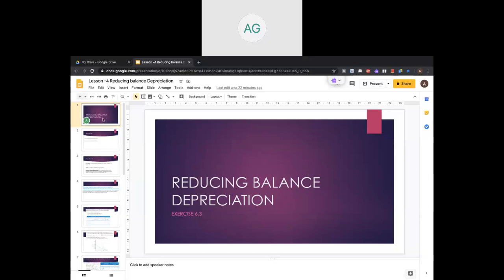So, today I thought I'll just record my voice and give you a little bit of explanation over the Google Slides as well. Today we are going to do exercise 6.3, that is reducing balance depreciation. You have done depreciation in 6.1 and 6.2, so you have done the flat rate already.